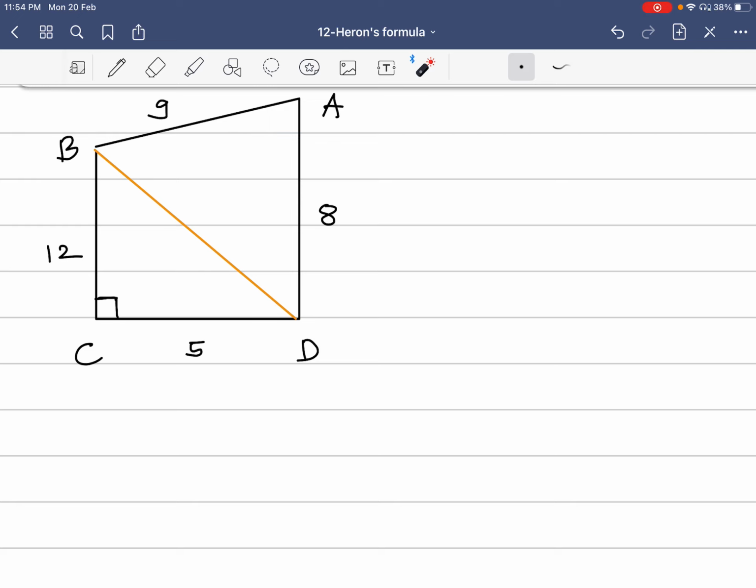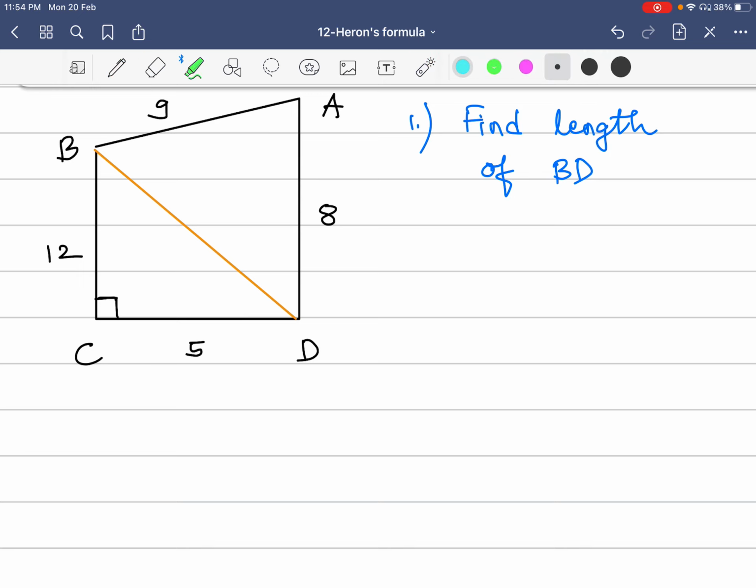Now, in order to find the areas of the triangles, we should know the lengths of all three sides, but the length of side BD is not known to us. So our first task, I'm going to note it down, is to find the length of BD. That is our first task. How are we going to do it? So first of all, let me highlight it.